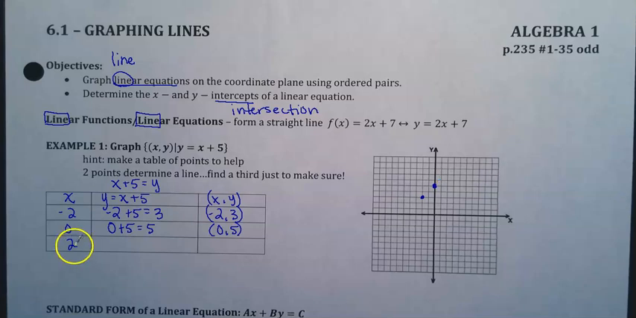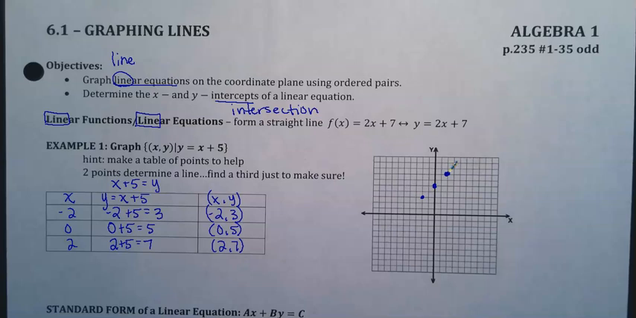And my last x is 2. So I'm going to put it in for x in my equation. So 2 plus 5 should equal my y, which is 7. So 2, 7 is my ordered pair. And I'm going to graph that. So right 2, 1, 2, up 7. 1, 2, 3, 4, 5, 6, 7.